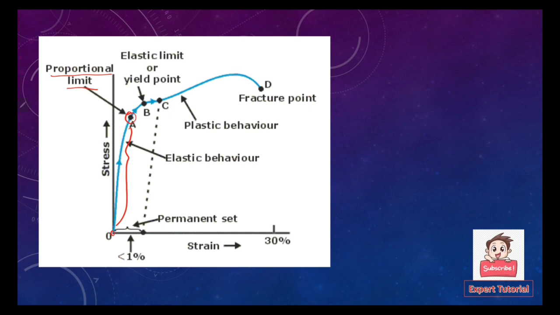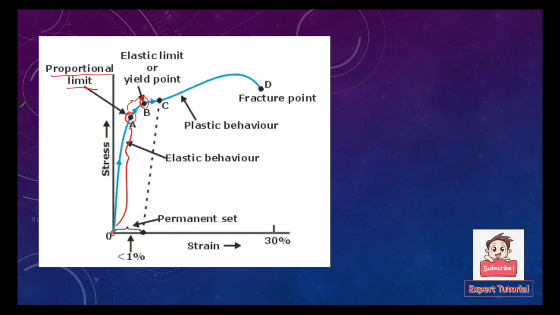Beyond this point A, the graph begins to be curved. This indicates that on further increasing the load, the increase in length is no longer proportional to the load, but there is an increase in the length with the increase of stress. It is not proportional here. However, up to this point B, the elastic property exists.